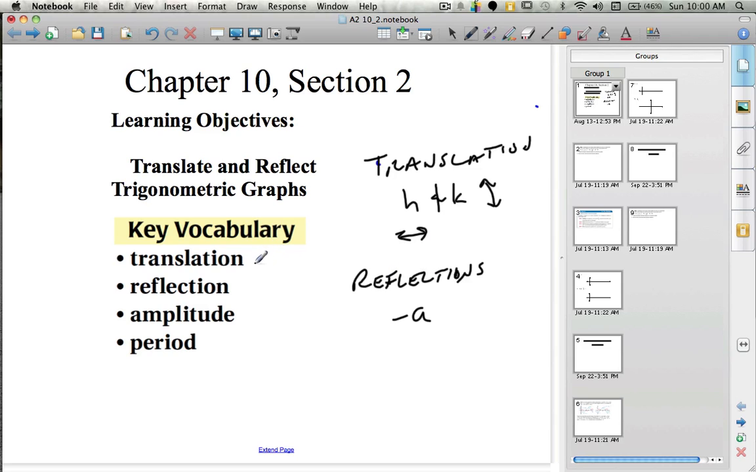So key vocabulary here is going to be translation, reflection, amplitude, and period. All of these are things we have done before, though I'm not sure we called reflections reflections. So you did reflections when you graphed square root and cube root functions and logarithmic functions and exponential functions, right? So you've done this before, and if you recall, it would take the graph and it would flip it over. And that's pretty much what's going to happen here.